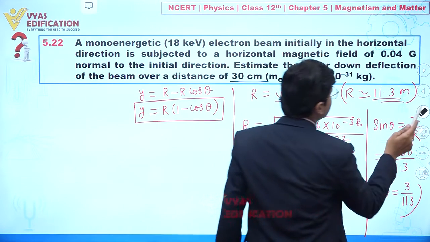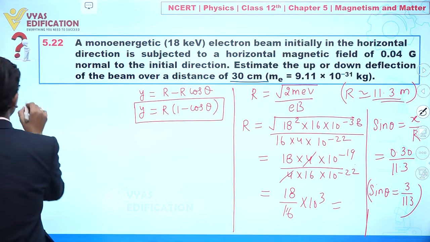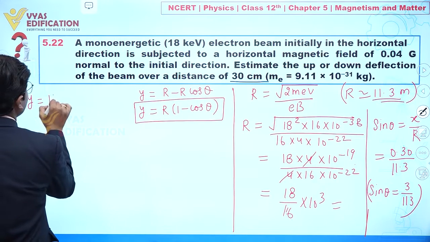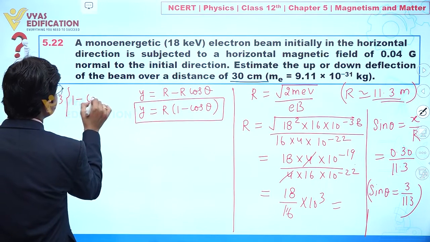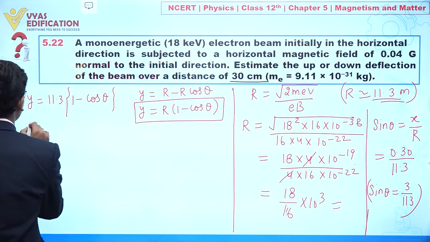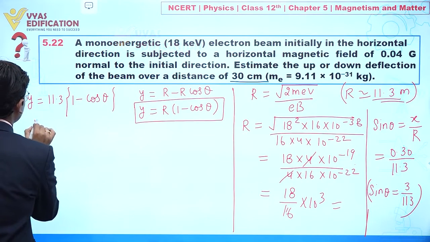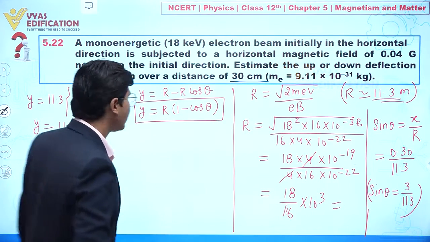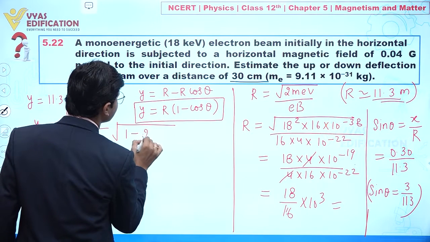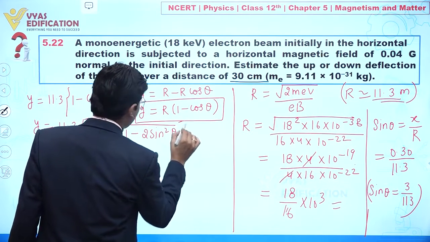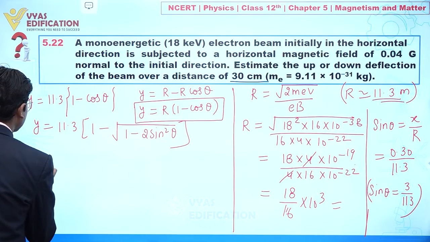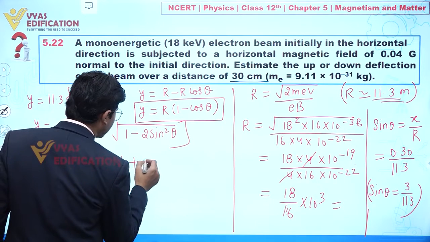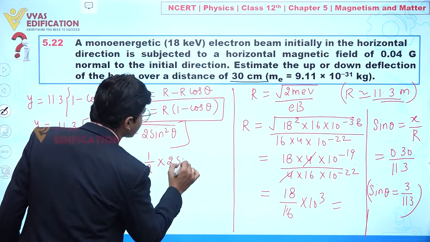From here, the value of r is given to you, this is 11.3. So y is given by 11.3 into 1 minus cos of theta. Now how can we write cos theta? We can write it as under root of 1 minus 2 sine square theta. So now y is 11.3 into 1 minus 1 plus 1 by 2 into 2 sine square theta.